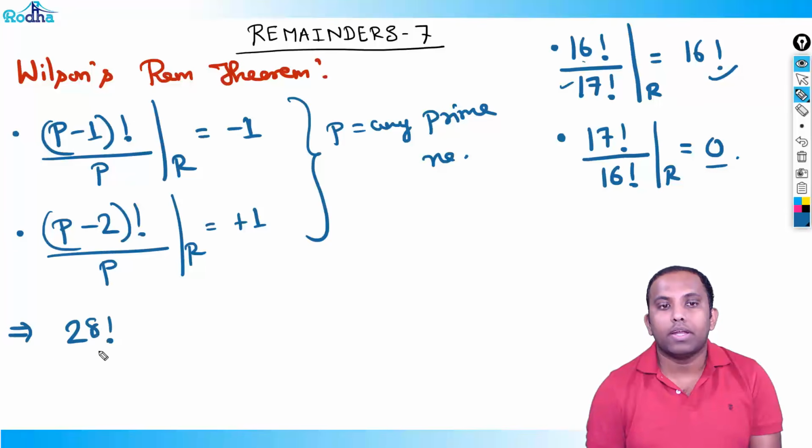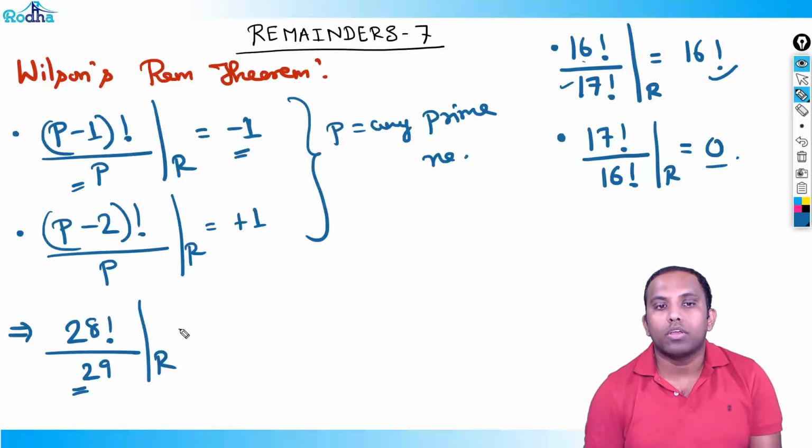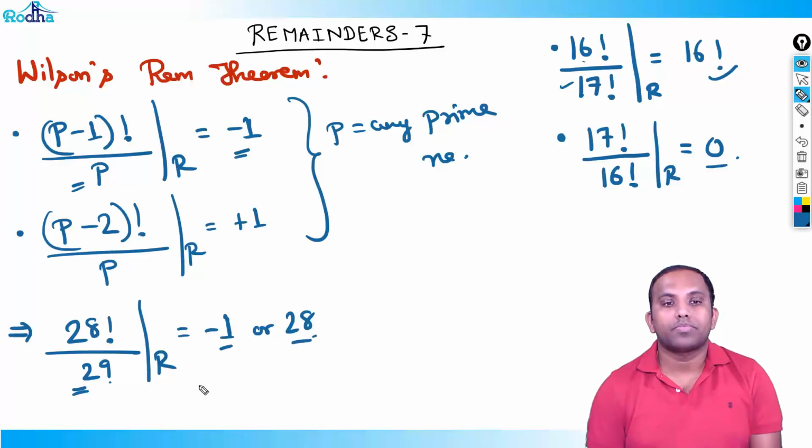For example, if I write 28 factorial by 29, what is the remainder? Since 29 is a prime number, it is P, so this is P minus 1, which is 28. The remainder is minus 1. Or what is the positive remainder? 29 minus 1, which is 28. The positive remainder is 28.